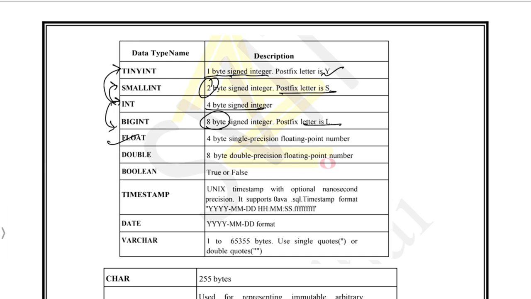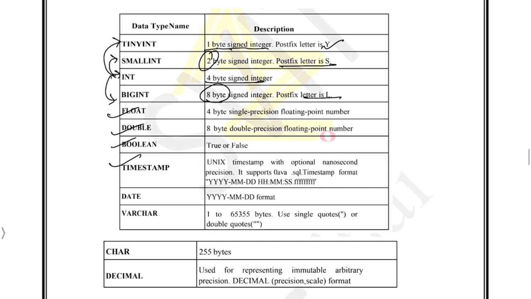Then we have float, double, boolean, timestamp, date, and varchar. Float and double are mainly used for precision of floating point numbers. Boolean stores true or false. Timestamp takes the current date and time from the server, in the format yyyy-MM-dd, as well as time HH:mm:ss.ffff, so the exact milliseconds are also taken.